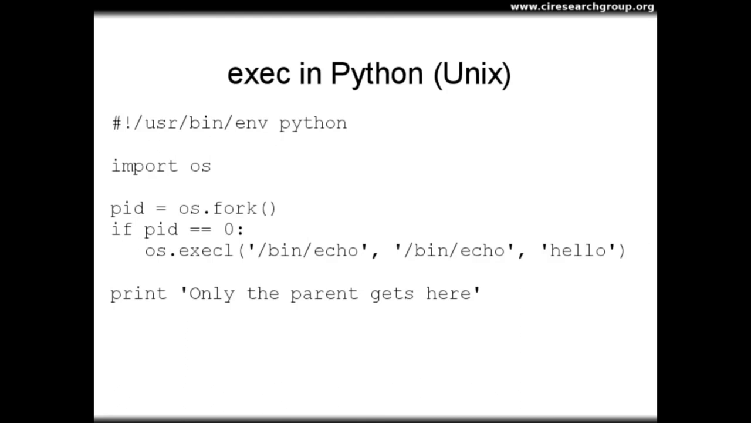The copy of the Python interpreter and script that was created by fork is completely replaced by the call to os.execl with the code for the /bin/echo program. Thus, the child is no longer executing the Python interpreter, and the final line of code is never run in the child.